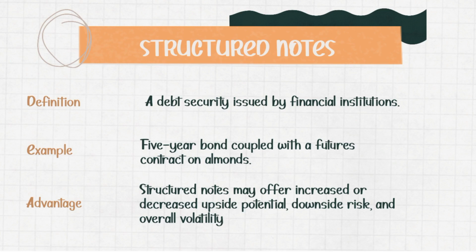So we have an example. It would be a 5-year bond coupled with a futures contract on almonds. Another important type of structured note is backed by the interest and principal payments on mortgages. So the advantages of structured notes: the flexibility of structured notes allows them to provide a wide variety of potential payoffs that are difficult to find elsewhere. Structured notes may offer increased or decreased upside potential, downside risk, and overall volatility.